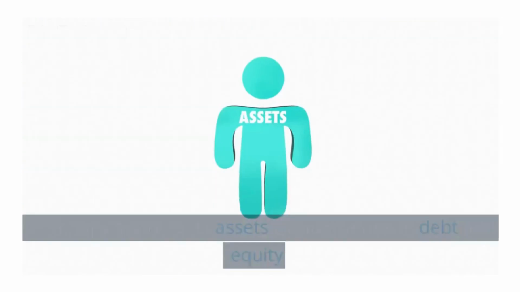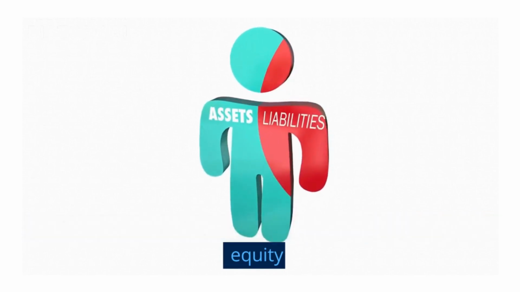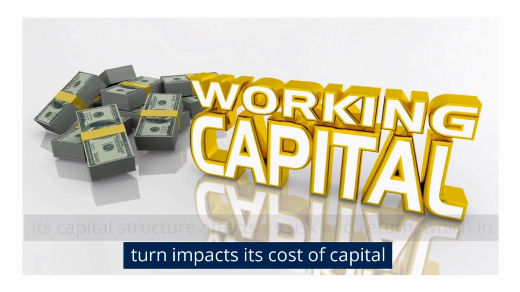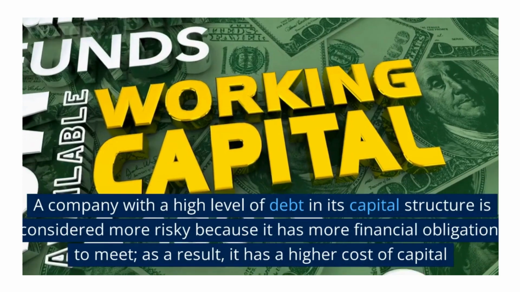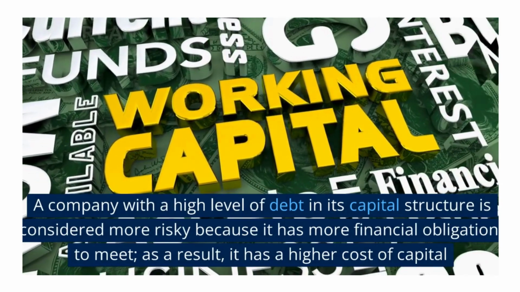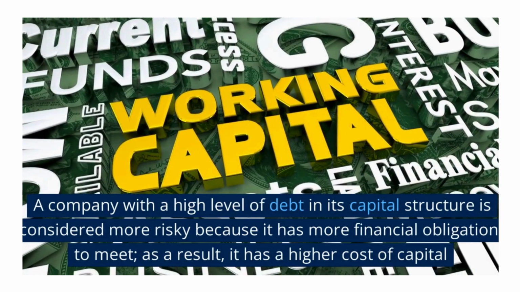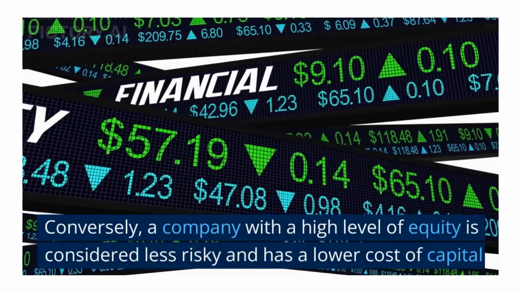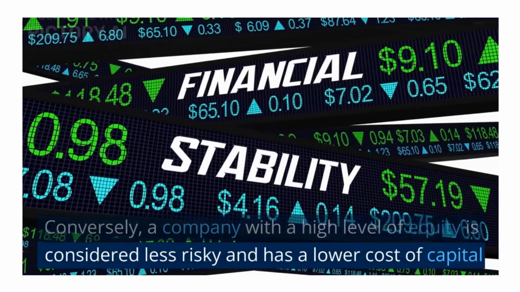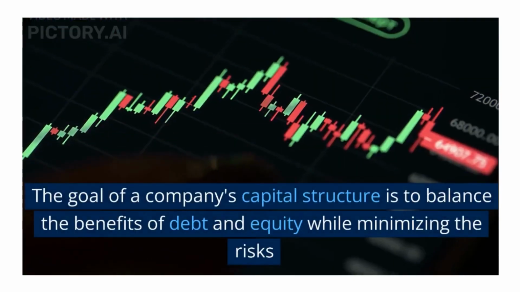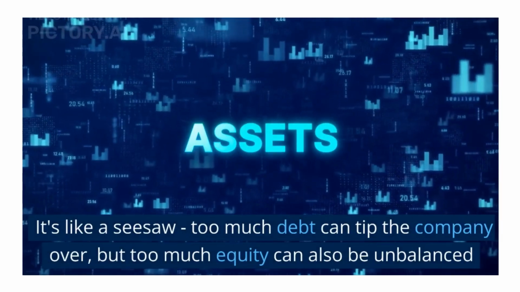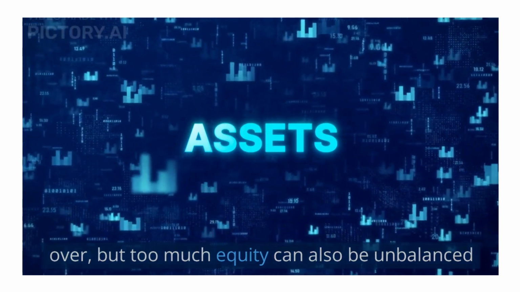A company finances its assets through a mix of debt and equity. Its capital structure affects its risk and return, which in turn impacts its cost of capital. A company with a high level of debt in its capital structure is considered more risky because it has more financial obligations to meet. As a result, it has a higher cost of capital. Conversely, a company with a high level of equity is considered less risky and has a lower cost of capital. The goal of a company's capital structure is to balance the benefits of debt and equity while minimizing the risks. It's like a seesaw. Too much debt can tip the company over, but too much equity can also be unbalanced.